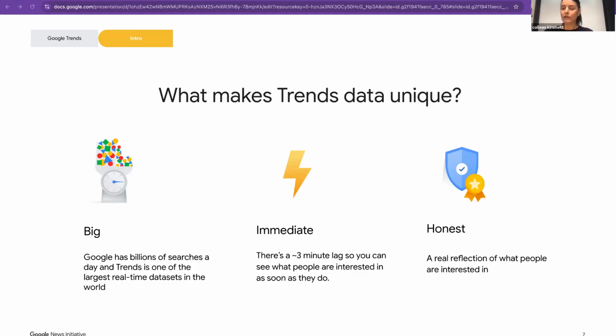And it's a real reflection of what people are looking up, unlike searching for something on Facebook, or asking about something on Facebook. There's no eyes on your search box, so people can ask questions and look up things in an honest way.